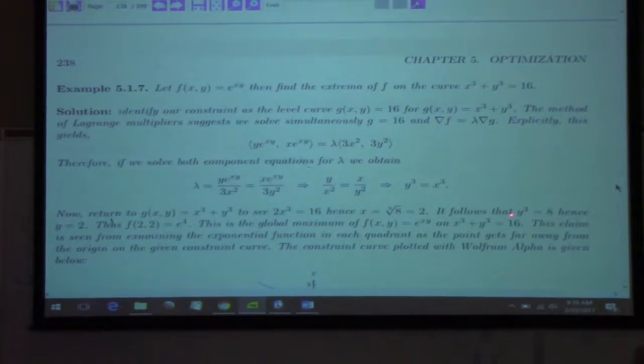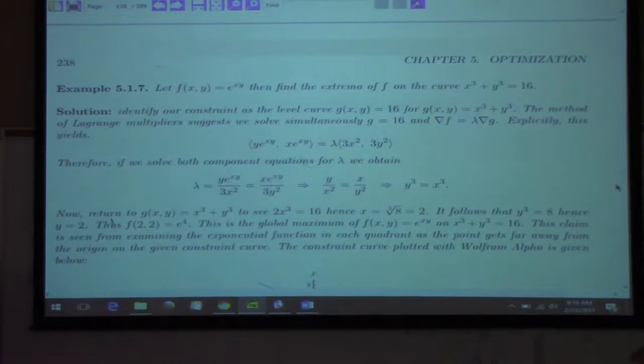All right. Then let's see here, y cubed equal to 8. So that's got y equals 2 as a solution, the real solution. And there are two other solutions. But anyway, so f of 2, 2 is e to the 4. This is the global maximum.